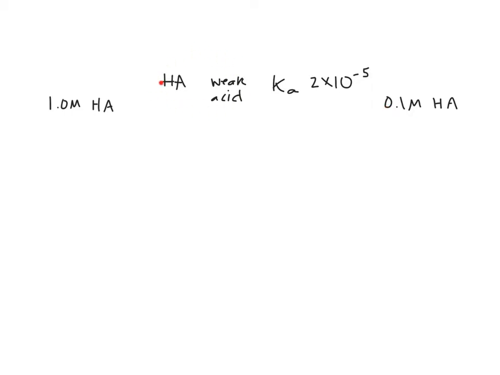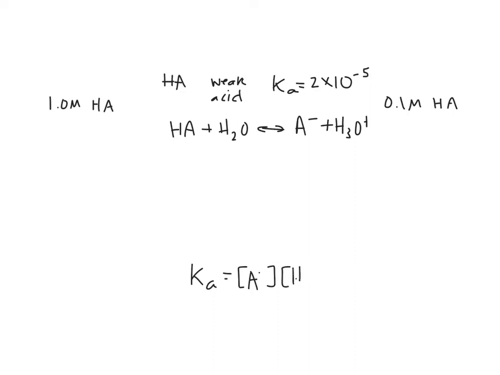Now I just made up an acid, a weak acid, which we're just going to call HA. And I'm going to tell you that its Ka value is, again, a made up value, 2 times 10 to the negative fifth power. So in water, we know that our weak acid, HA, is going to dissociate into the conjugate base and the hydronium ion. Basically, that means that our Ka value comes from the conjugate base formed with the hydronium ion all over the concentration of our original acid.